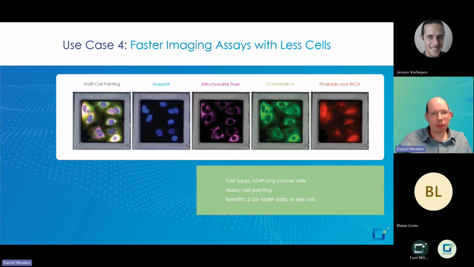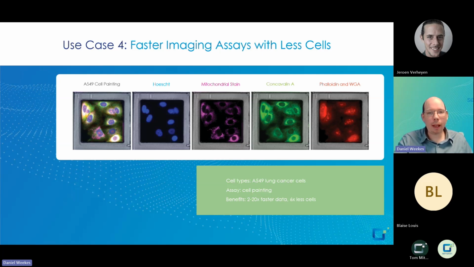As well as immunocytochemistry assays, we've shown that standard cell painting workflows are applicable for cells on SemaCytes, and we don't see any obvious imaging artifacts by using cells on SemaCytes. And by integrating SemaCytes into your cell plating workflows, you could potentially have 2-fold faster data and use 6 times less cells.